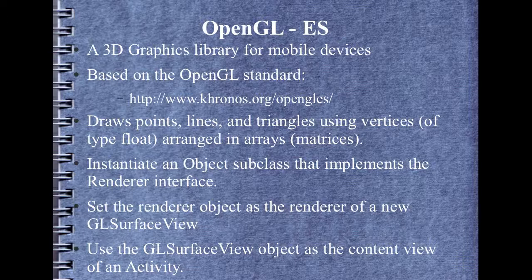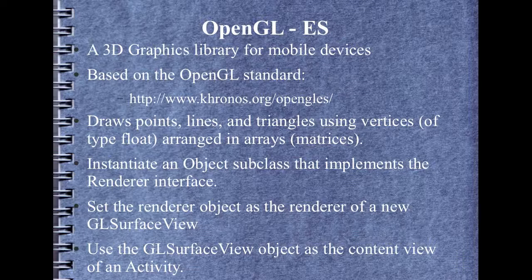So with OpenGL-ES, typically we're drawing a bunch of little tiny triangles to render up a scene. But with OpenGL-ES, we can draw points or lines or triangles, and we use vertices. And these are of type float, and they are arranged in arrays, or in OpenGL-ES jargon, I'm just going to say OpenGL from now on, known as matrices. And we apply techniques of matrix algebra to get transforms to these matrices of vertices.